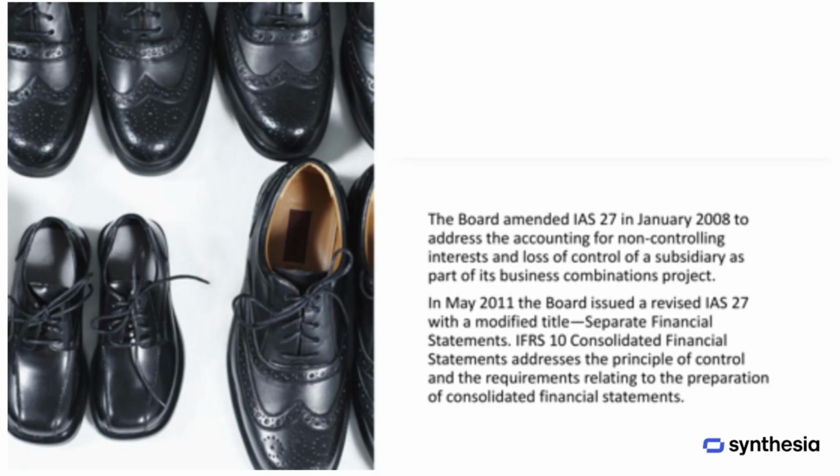In January 2008, the board made changes to IAS 27 to improve how non-controlling interests and the loss of control over a subsidiary are accounted for. These changes were part of a broader project on business combinations. Later, in May 2011, the board issued a new version of IAS 27 with a focus on separate financial statements. The principles of control and the rules for preparing consolidated financial statements were then covered under a different standard called IFRS 10.